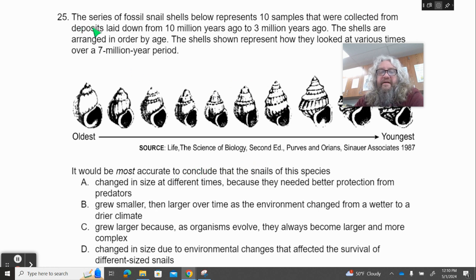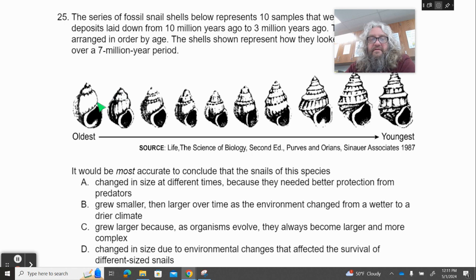Number 25. The series of fossil snail shells below represents 10 samples that were collected from deposits laid down from 10 million years ago to 3 million years ago. The shells are arranged in order by age. The shells shown represent how they looked at various times over a 7 million year period. The youngest shell is here. The oldest is here.